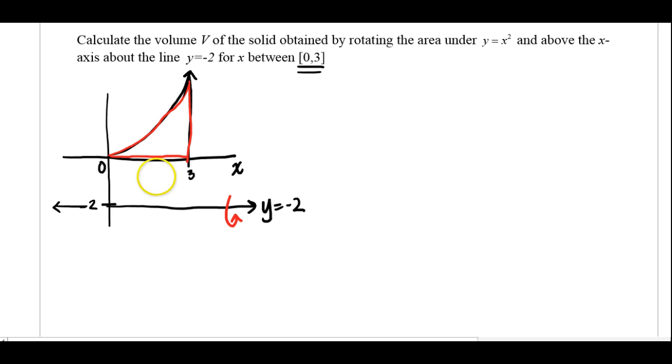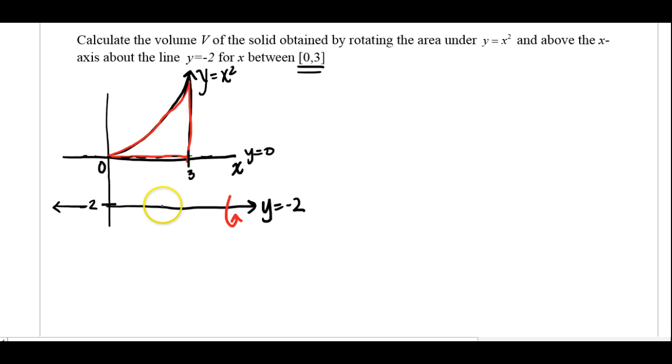We can see that there's a gap between the region that we're trying to rotate and the line we're rotating around. So there's going to be a part that I'm carving out, so I need the washer method. Now here's where I want to go from the axis of rotation. The axis of rotation is y equals -2. I should have labeled the functions: y equals x squared is this curve, and this horizontal line is y equals 0. Those are the two functions I'm dealing with.